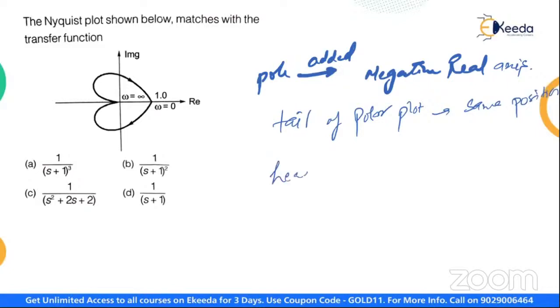whereas its head shifts by 90 degrees clockwise. So by this logic, what do you think is the answer? It is nothing but option B. Correct or not? Because they are saying that the head gets shifted by 90 degrees. The rest of the thing remains the same whenever a pole is added to the negative real axis. That is the concept. So your answer here is option B.